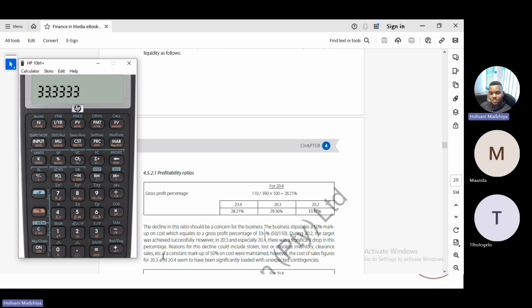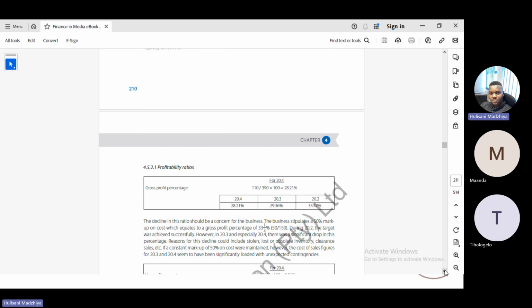And therefore, our cost of sales increases while our sales remain the same, and therefore we then have a lesser gross profit margin. So if a constant markup of 50% on cost is maintained, however, the cost of sales figure for 2.3 and 2.4 seems to have been significantly loaded with unexpected contingency. So meaning that it has declined as well. So meaning that there might be a chance that the cost might not just only be the 50% markup. We might have reduced our markup, which can also cause this decline in profitability. So we do not know yet. So those are the things that can cause the decline in gross profit.